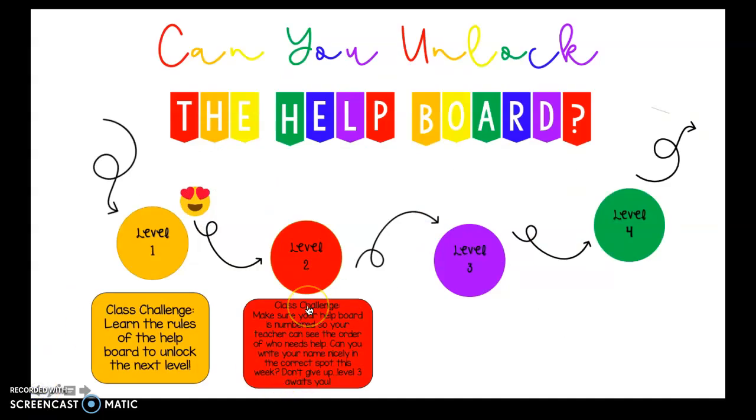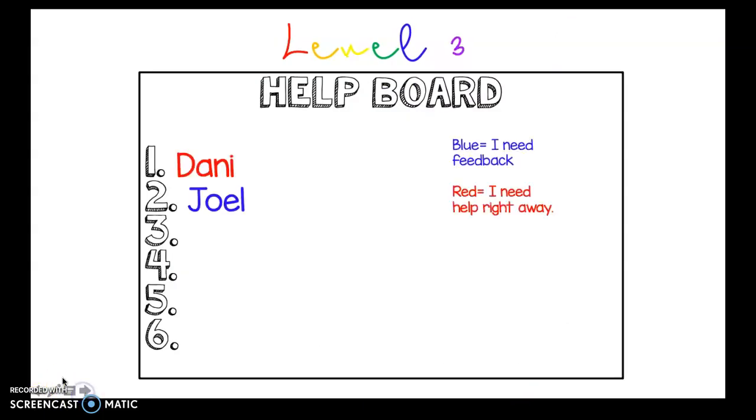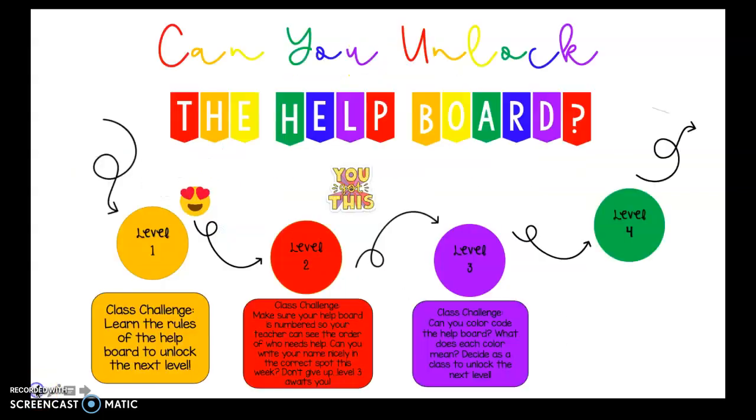And when they master that challenge, they go on to level 3. Level 3 is all about, can you color code the help board? What does each color mean? Decide as a class to unlock the next level. For my class, I keep it simple. If they use a blue marker, it means that they need feedback. And if they use a red marker, it means that they need help right away. They can't move on without me. And of course, you can do your own color coding for your classroom. Once they master that challenge, they go to level 4.